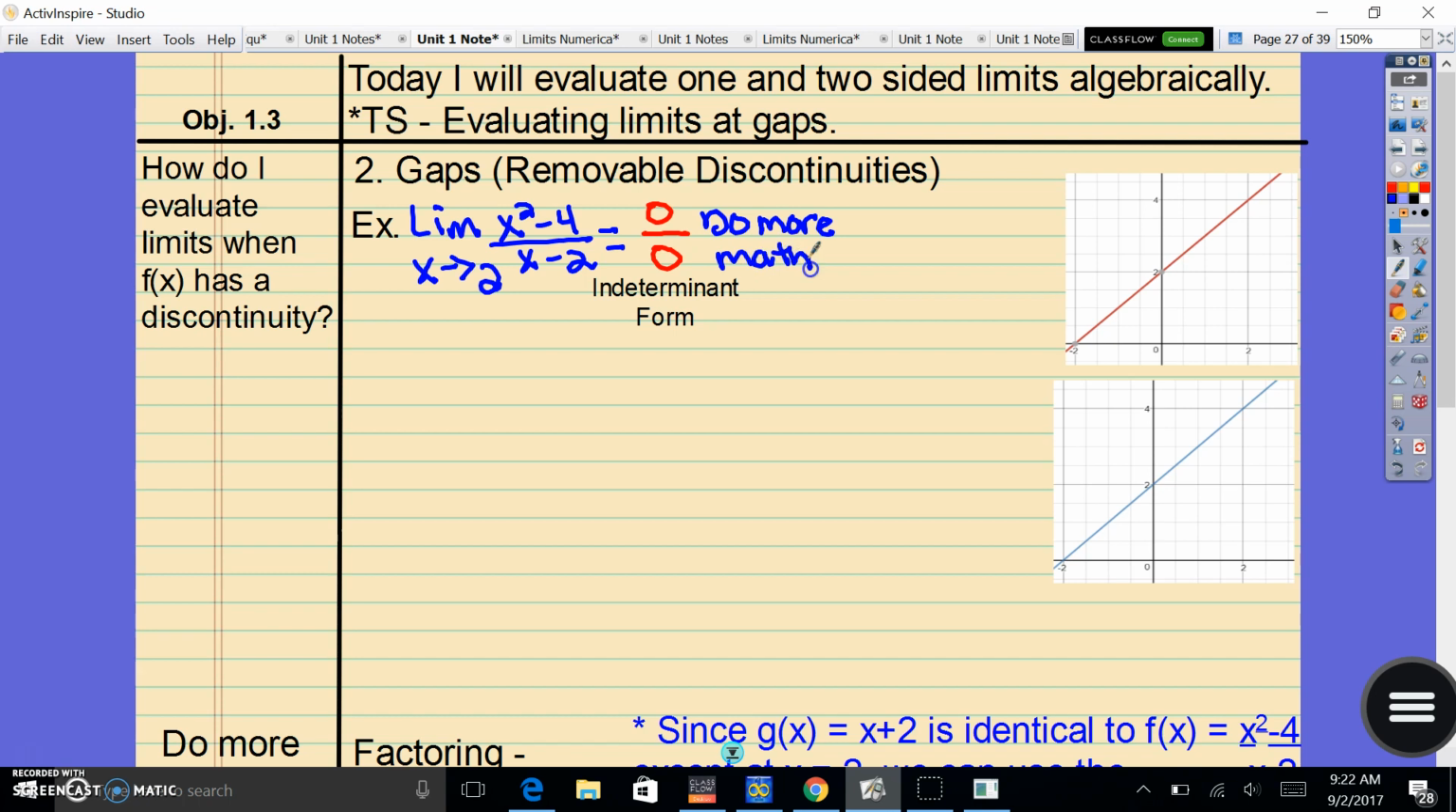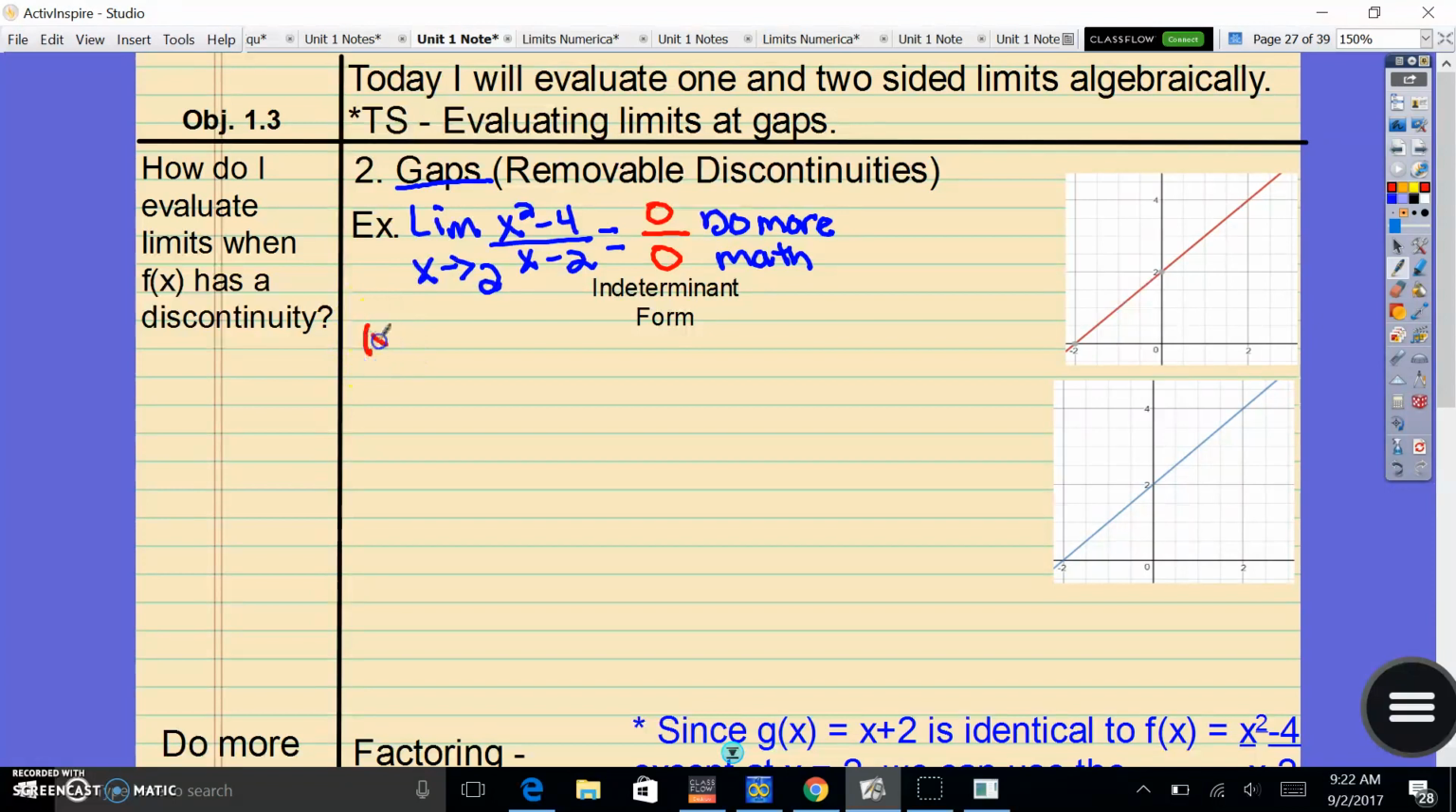From the beginning of class, we actually discussed what this means. You should recall that 0 divided by 0 is not only indeterminate form, but it also happens when you have a gap. And so we're going to just do a little bit more math to try to find this limit. And what kind of math are we going to do? Well, if we look at the expression, it seems kind of intuitive to factor. It's a difference of two squares after all.